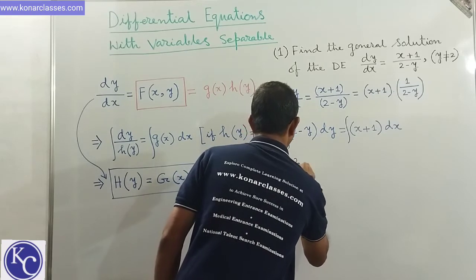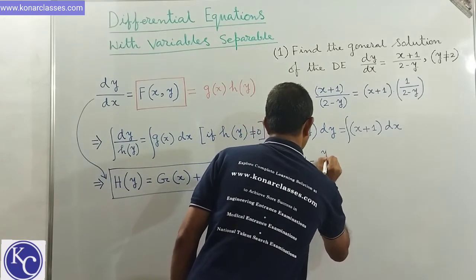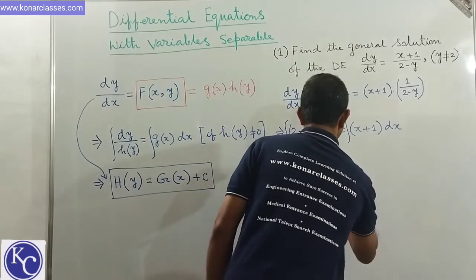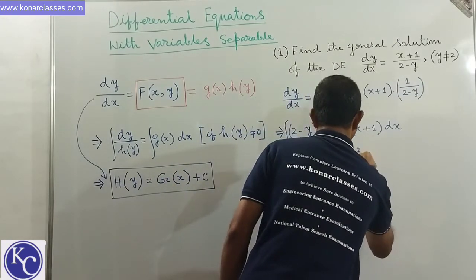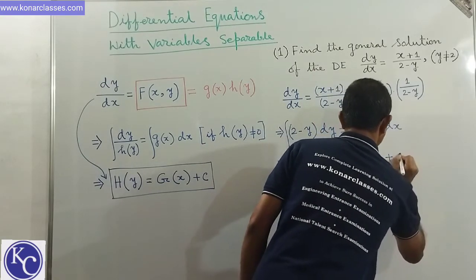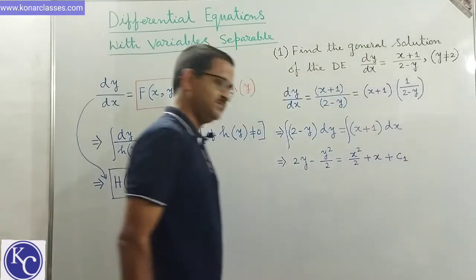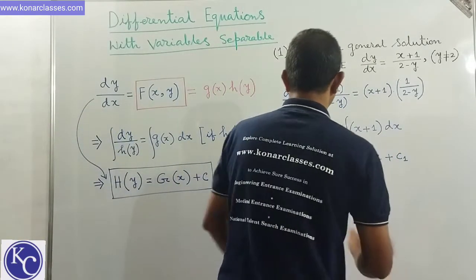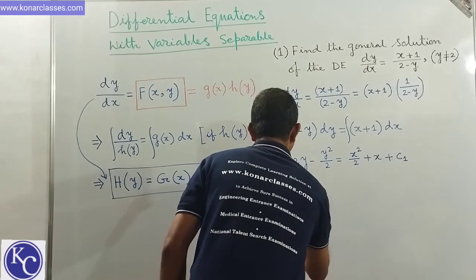This implies 2y - y²/2, which is equal to the integral of (x + 1) dx, that is x²/2 + x, and we get one integrating constant called c1. Correct? Now we will rearrange.